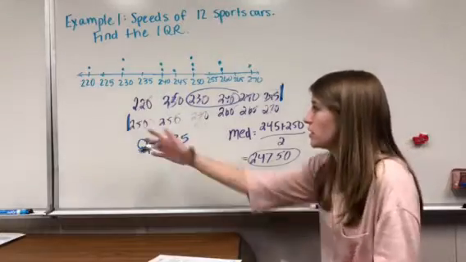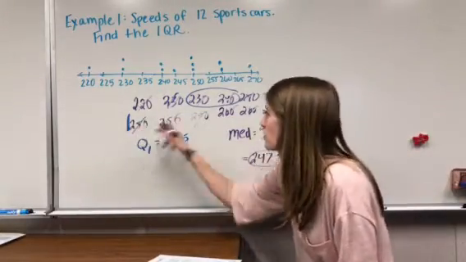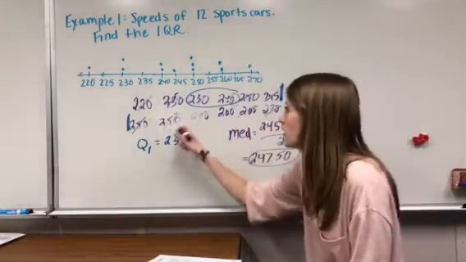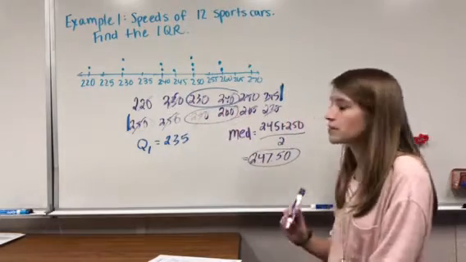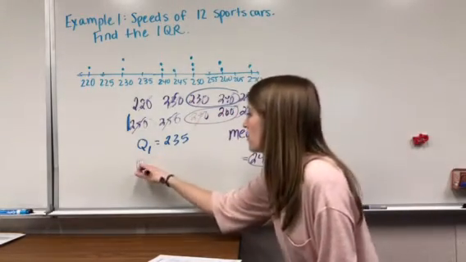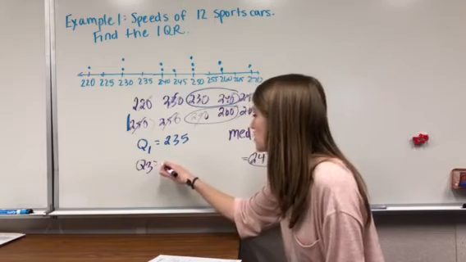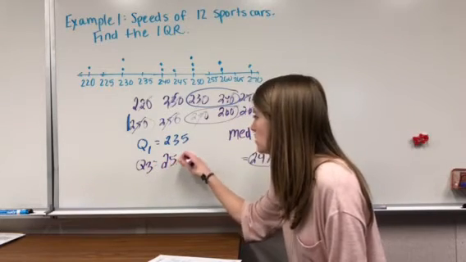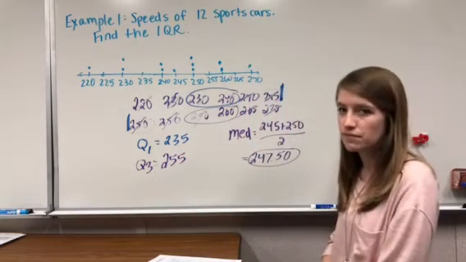Q3, on the other hand, is the median of the upper half of the data. So let's find the median there. Two numbers in the middle again. The number that's directly in between 250 and 260 is 255.